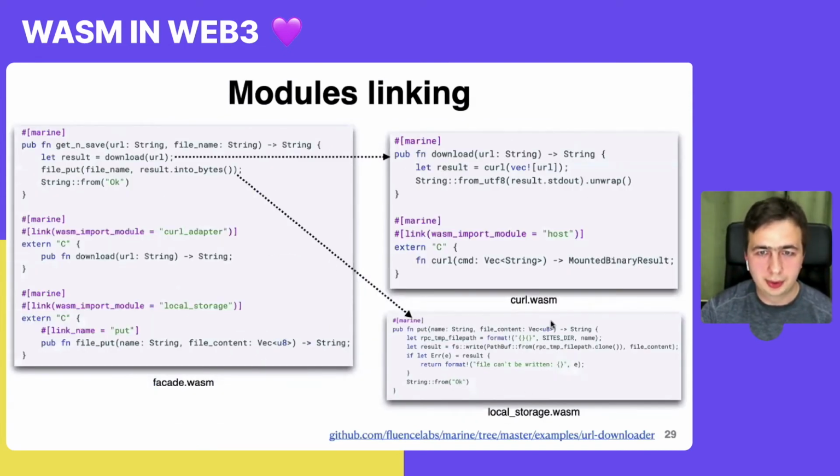The curl and local storage modules look like this. In the real example, it's a bit longer. You can find it by this link, but here's the main logic, and here you can see that this download function actually will call this function without any additional work. It just works with Marine.